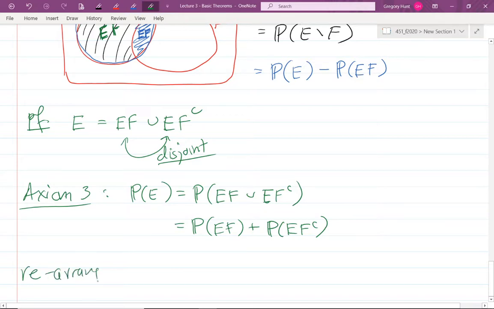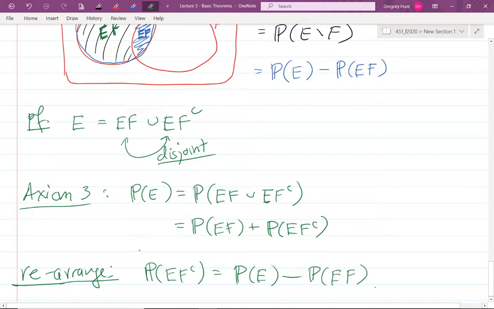And to get the result I want, I'm just going to rearrange. I'll move this EF complement to the other side. Move the EF to the other side. I get the probability of EF complement is the probability of E minus the probability of EF. And that is the result I wanted.